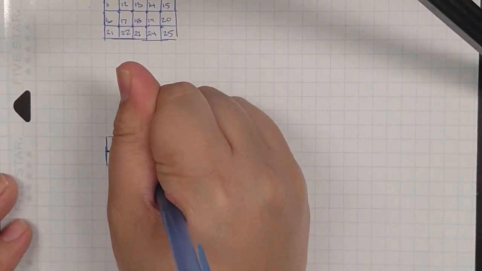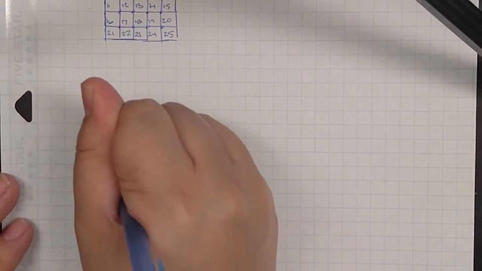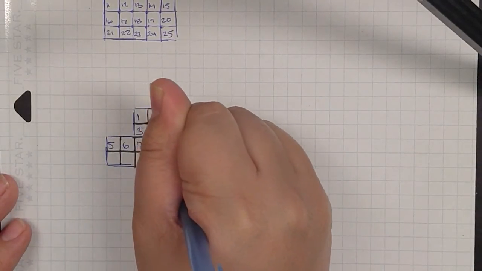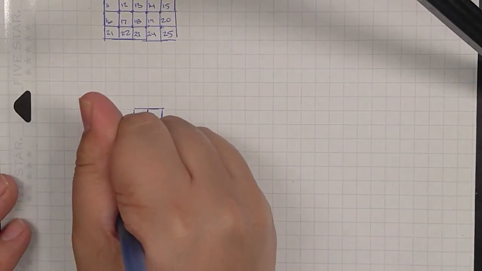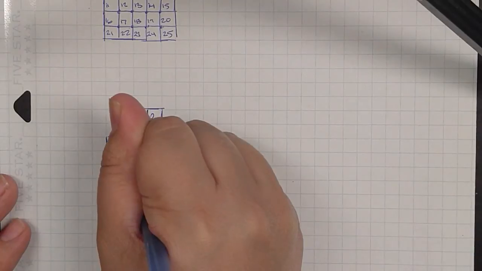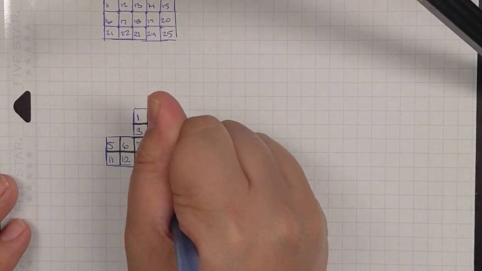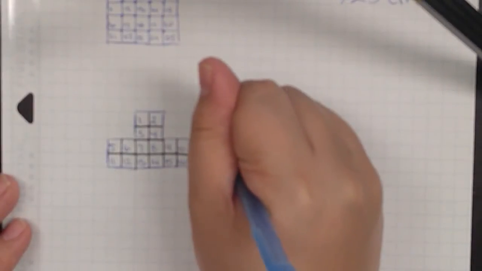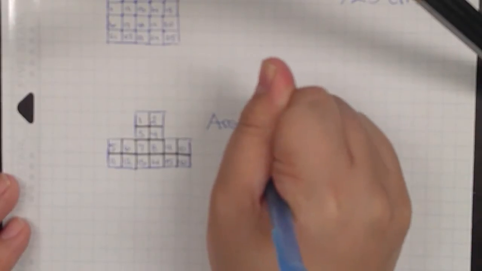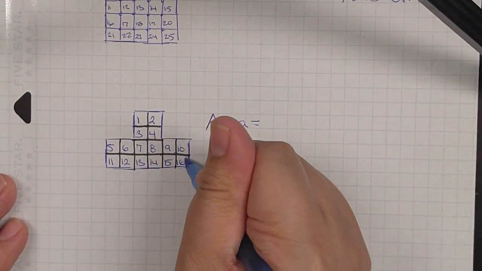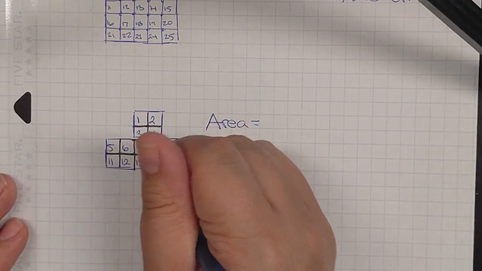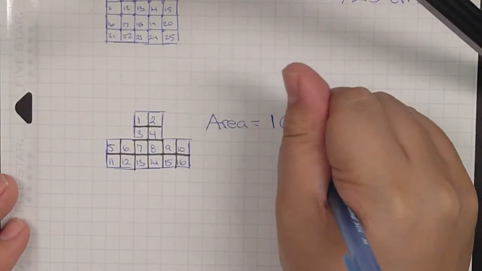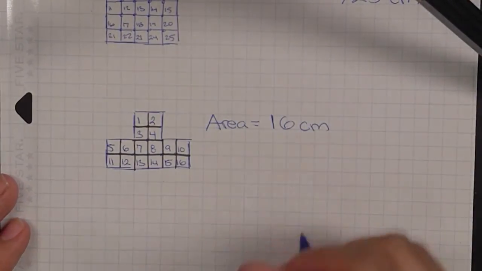1, 2, 3, 4, 5, 6, 7, 8, 9, 10, 11, 12, 13, 14, 15, 16. So that means I know my total area is going to be 16 because that's the amount of space that it took up inside. It took up 16 squares. So 16. These are centimeters. Okay. And it's squared.